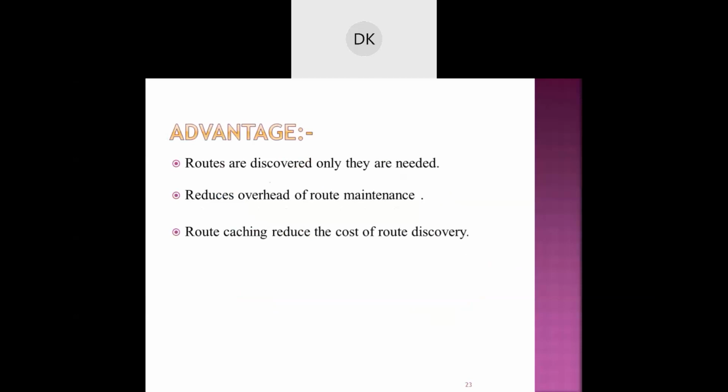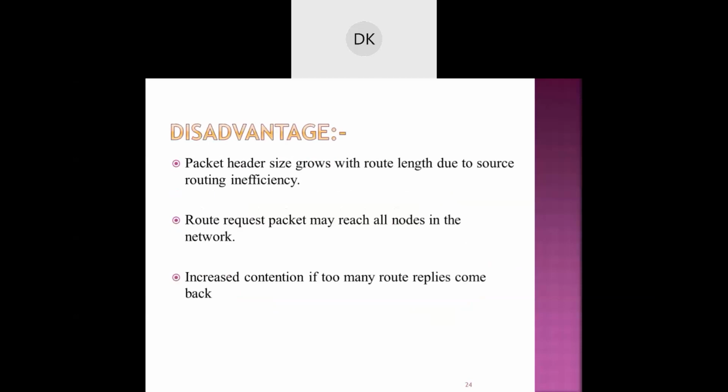The advantages: routes will be discovered only when they are needed, the route maintenance overhead will reduce, and it will also reduce the cost of route discovery. The disadvantages are that the packet header size grows with route length due to source routing inefficiency, the route request packet will reach all the nodes in the network, and it will also increase contention if too many route replies come back.